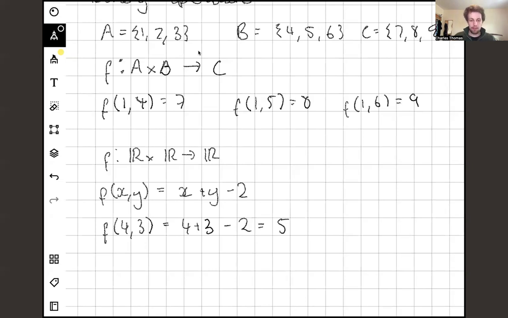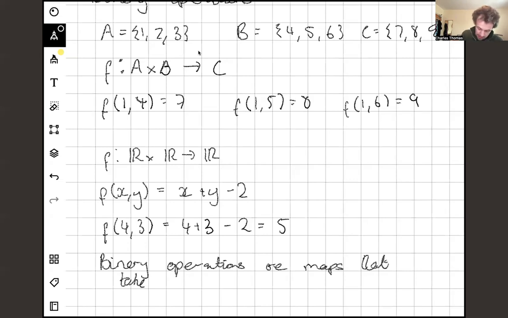Now, we could do this for any number of inputs, but really, binary operations are maps that take in two inputs. And we're going to use them a lot going forward.